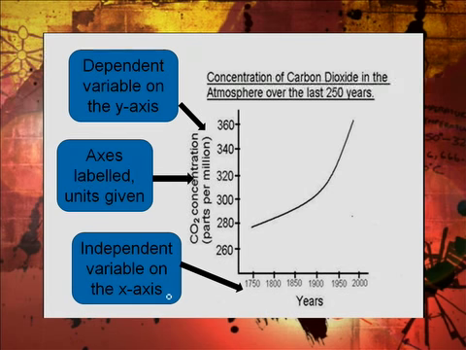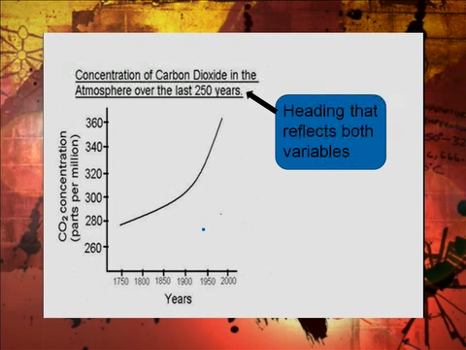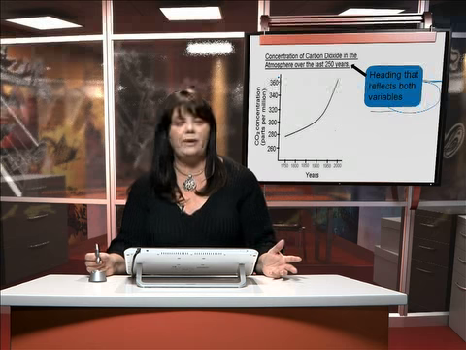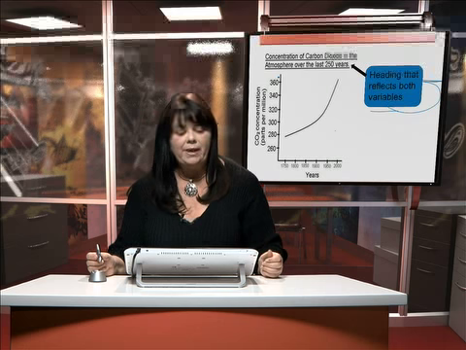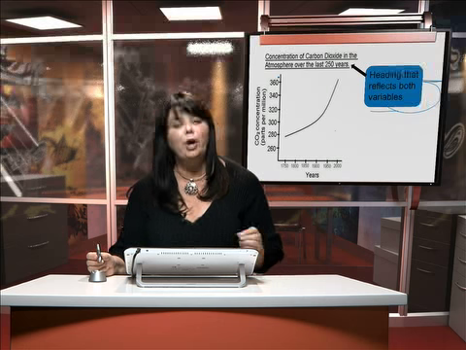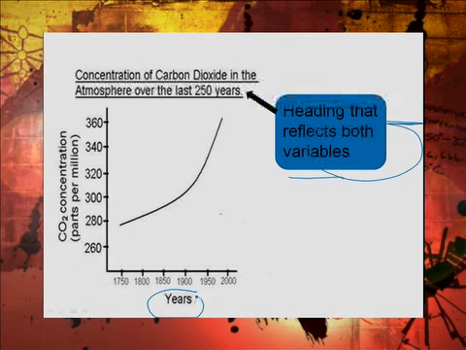The axes must be labeled and units must be given. For example, parts per million, years, minutes, hours. Because the graph is a diagram, there must definitely be a heading. And that heading, it's very important to note, must reflect both variables. That's very important. So this graph is not just a graph showing the concentration of carbon dioxide. It must be the concentration of carbon dioxide over the last 250 years. We must take into account both variables, and of course the heading must be underlined.